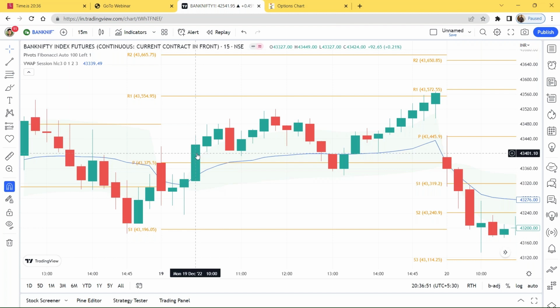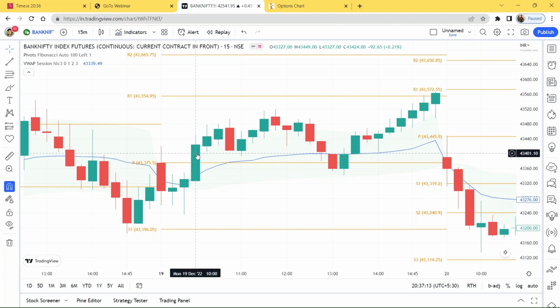So quickly tell me, what is the high of this candle? The high of this candle is 43449. Where will we place our buying orders? 1 rupee rounded off to the nearest one. So 43450 would be the level where we will do the buying trade. 43450, our buying orders are placed.